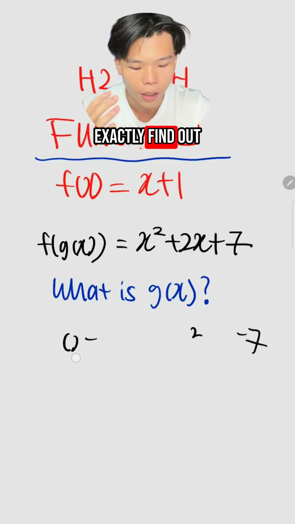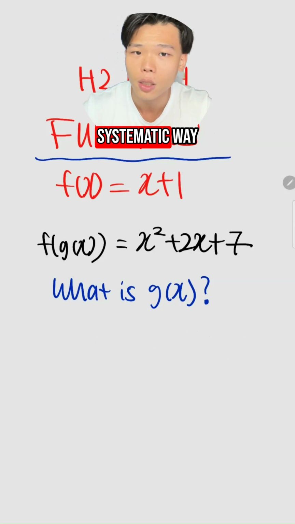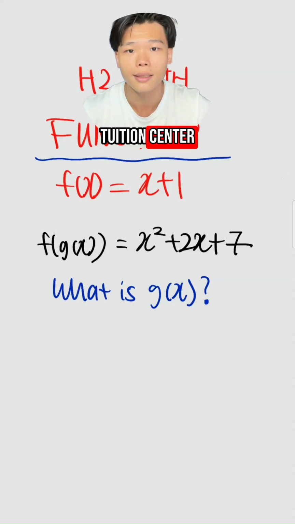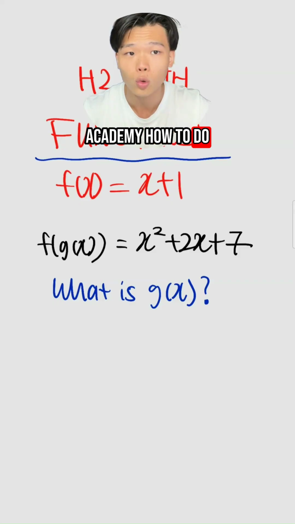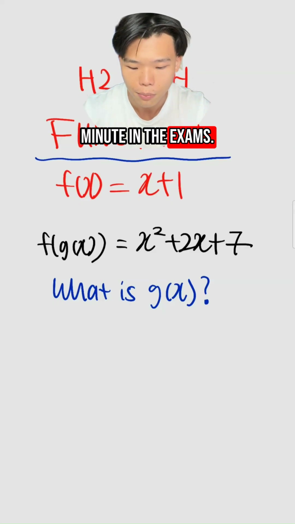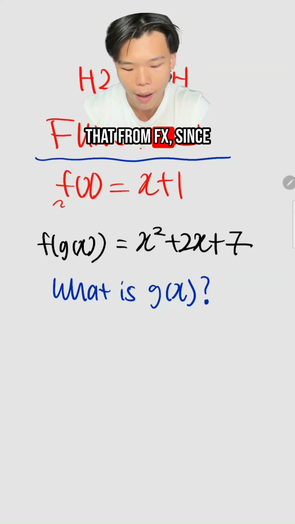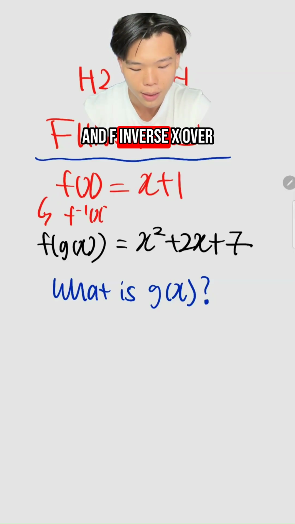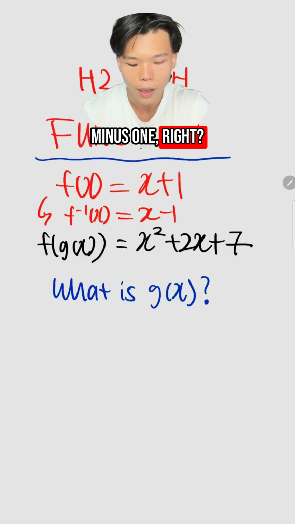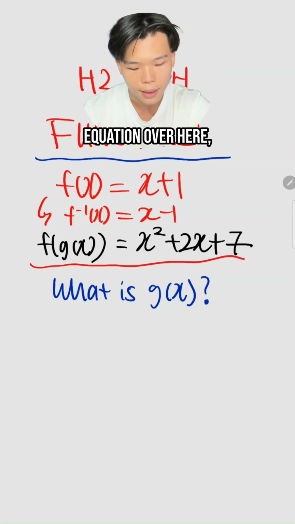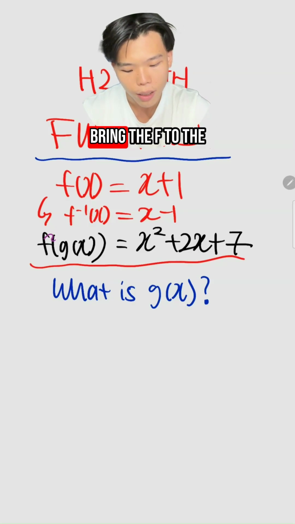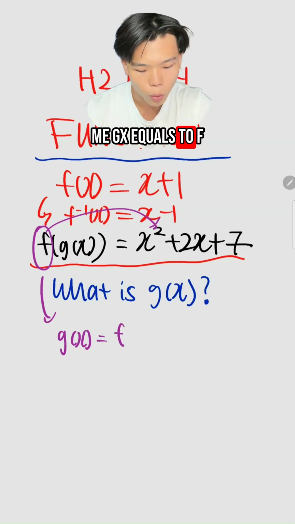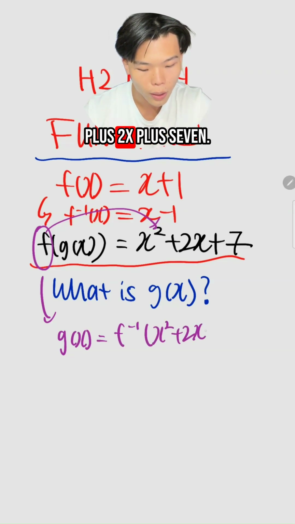So how do we exactly find out what is g(x) in a very systematic way instead of just guessing it? And this is something that I teach all my maths tuition center students at A1 Math Academy how to do in less than 1 minute in the exams. So what you've got to do is realize that since f(x) is a one-to-one function, we can find the f inverse. And f inverse of x over here will just be x minus 1. Over here, for this equation, we can technically bring the f to the other side, and that will give me g(x) equals f inverse of x squared plus 2x plus 7.